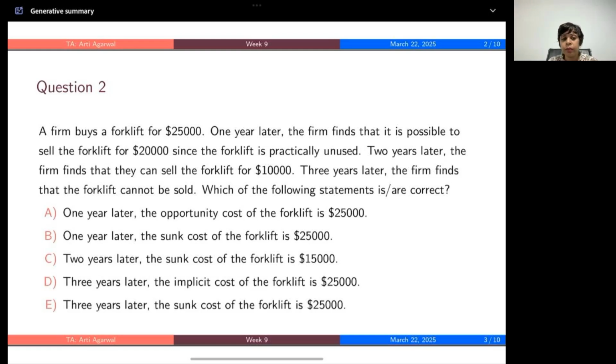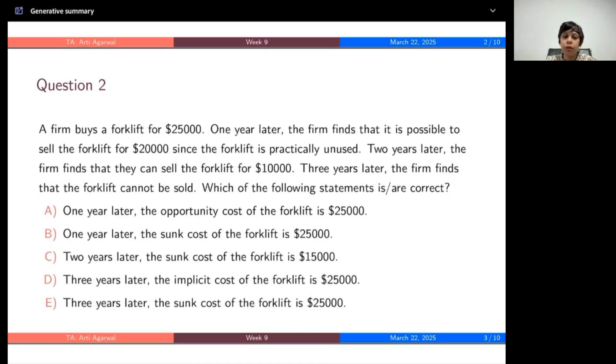That is the question. So again, I'll give you a few minutes to think over it. Please think about what is sunk cost, what is opportunity cost, what is implicit cost, and in each scenario, 1 year later, 2 years later, 3 years later, which cost is going to be how much. So I'll again mute myself for a few minutes. I'm here only. You can type your answers into the chat box and then I'll answer it.